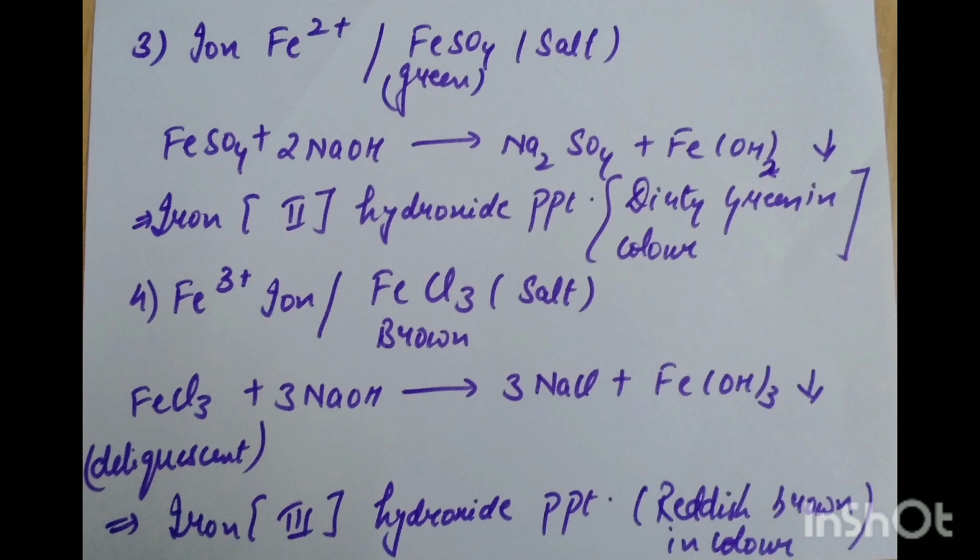Then next is for the Fe3+ ion, meaning the oxidation state of iron is 3 here. When we deal FeCl3 along with NaOH, we are going to obtain NaCl and Fe(OH)3, that is iron hydroxide having the oxidation state of 3, and here the color becomes reddish brown.